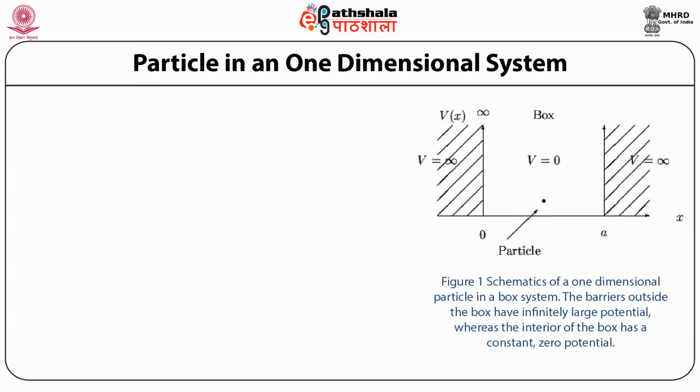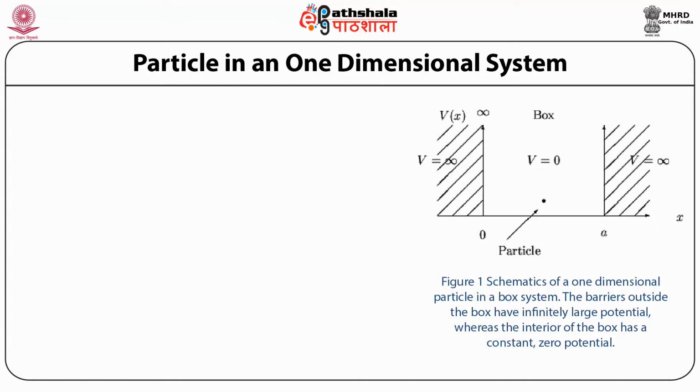Particle in a one-dimensional system. The one-dimensional system, or 1D system, is the simplest form of the particle in a box model. In this model, the particle can move only in backward and forward directions along a straight line and is surrounded by impenetrable barriers at either end.